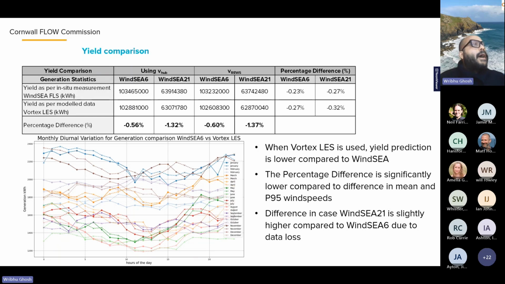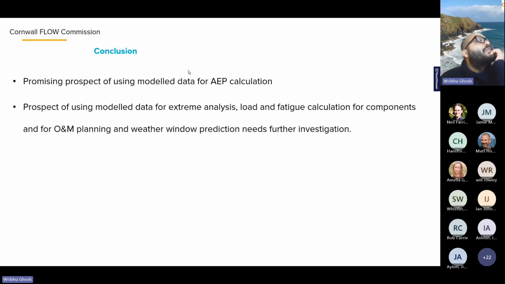So I'm in no position to say whether it's good or bad, but this is just an observation, and it is much less than the mean wind speed or the P95. Now with that, these are the two major conclusions that I have.